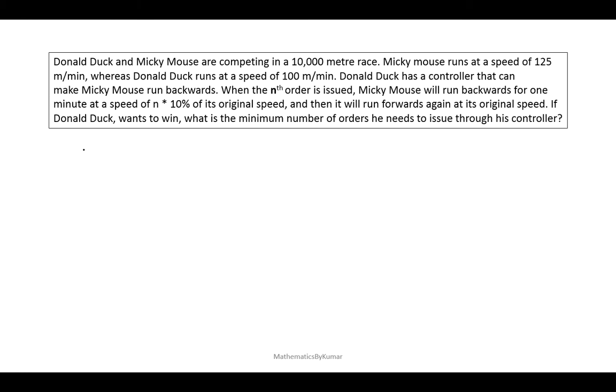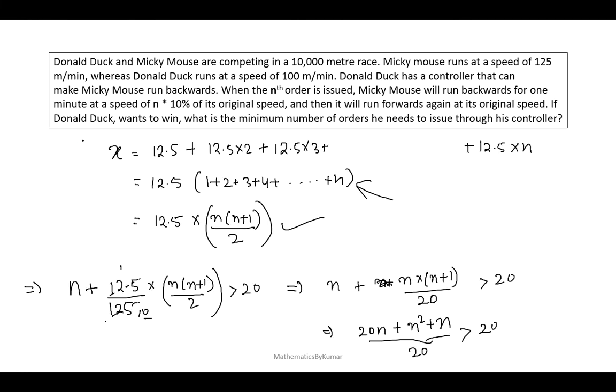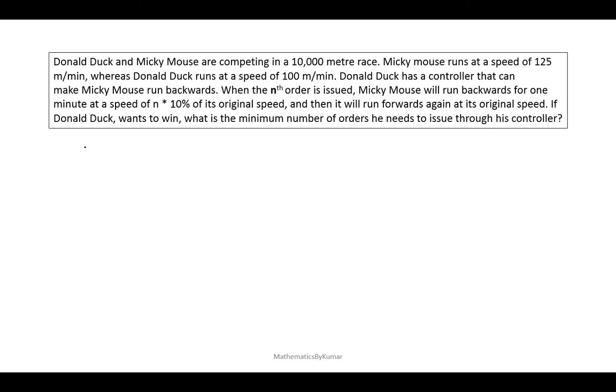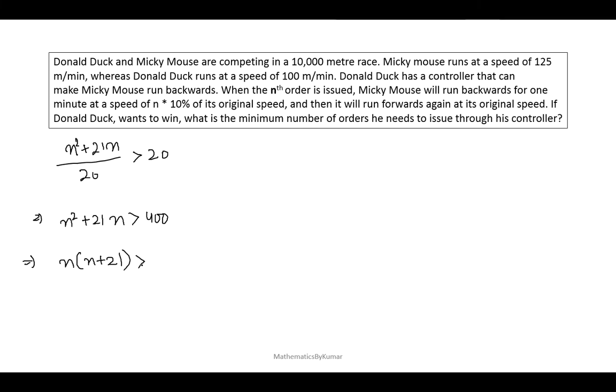So this comes out to be, let's see what all we had. We had an n square, we had 21n, so n square plus 21n by 20 is greater than 20, and therefore n square plus 21n has to be greater than 400. Now n into n plus 21 has to be greater than 400.